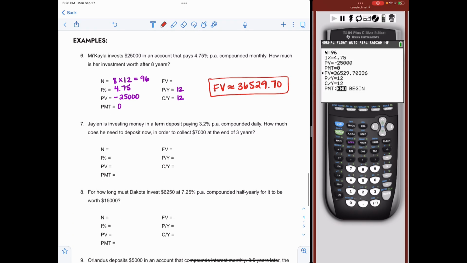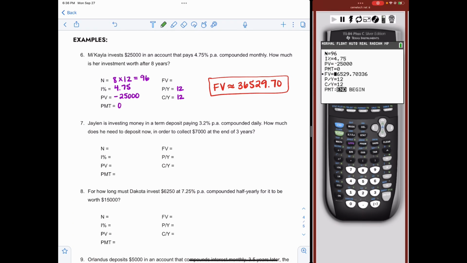All right, let's look at number 7. Jalen is investing money in a term deposit account that is going to pay 3.2% compounded daily. How much does he need to deposit now so that he will collect $7,000 at the end of 3 years? So the interest was compounded daily. So that's 365 days times 3 years. And when we do 365 times 3, we end up getting 1,095. The interest rate is 3.2%.